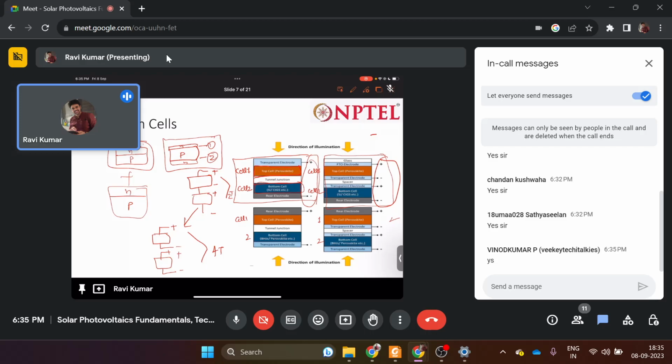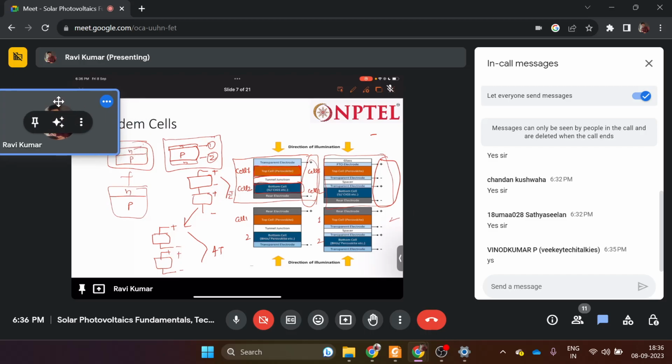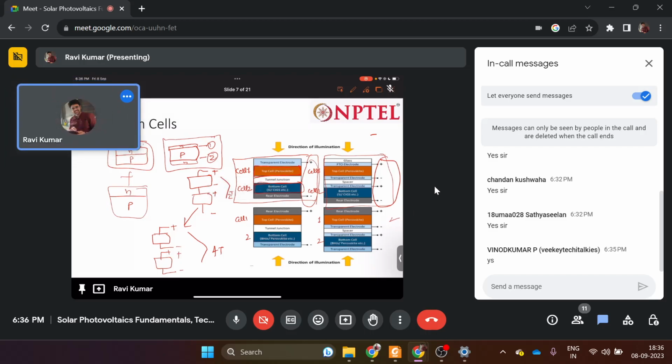See, what you need to understand in this tandem cell... Okay, I don't know, my camera is not working now. Okay, so in case of tandem cell, I was talking about there are two cells, cell 1, cell 2, and we are using them in tandem, means with one another.